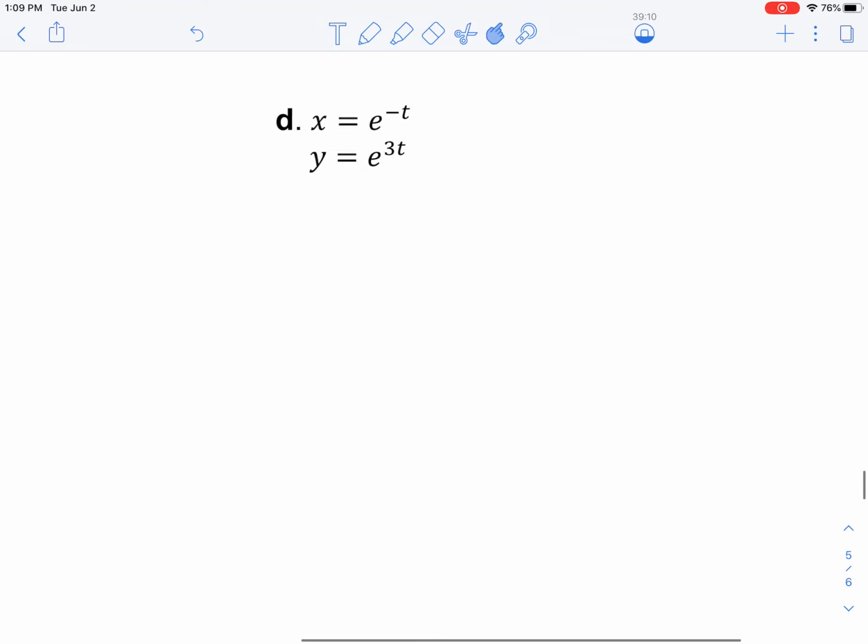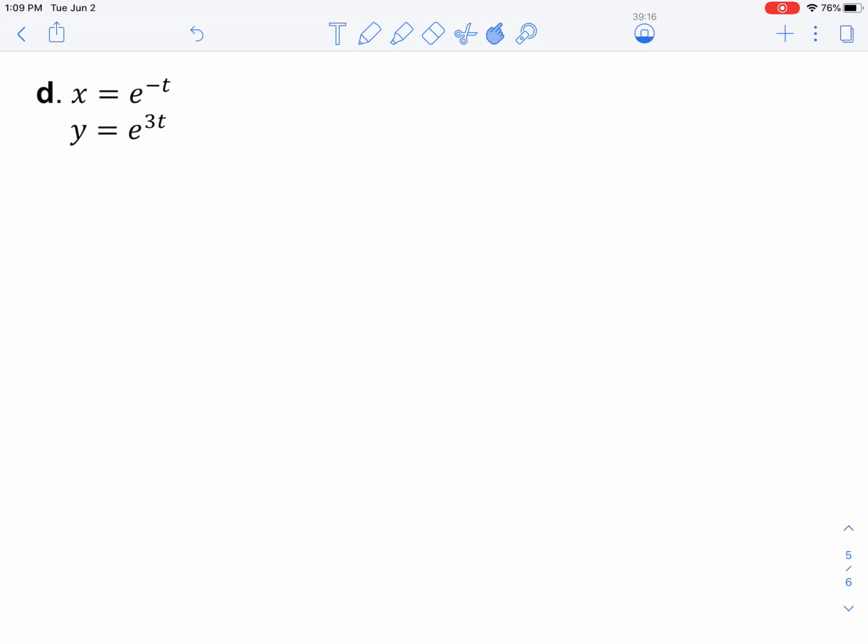Okay, so our last example for this video is question 4, part D. And here I think you're kind of safe to isolate t in either one of these equations, although with that coefficient of 3 in the exponent of your y equation, that one might be a little bit more difficult. So I'm going to choose to isolate t from my x equation, and this is a good reminder of how to solve exponential equations.